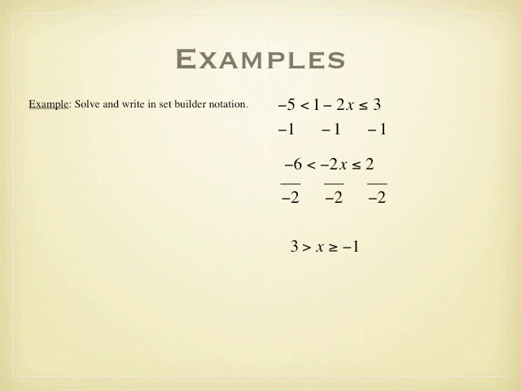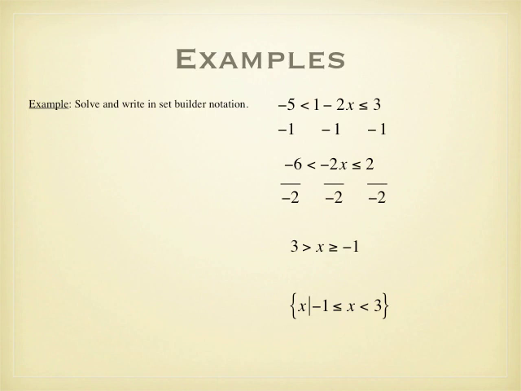Okay, to write in set builder notation, I'm just going to put curly brackets, the set of all x such that, and then I drop my inequality in there. Now I have changed the way it's written. I want you to notice two things. First of all, you don't need to change the way it's written. I could have put 3 greater than x is greater than or equal to negative 1. It would have been fine.